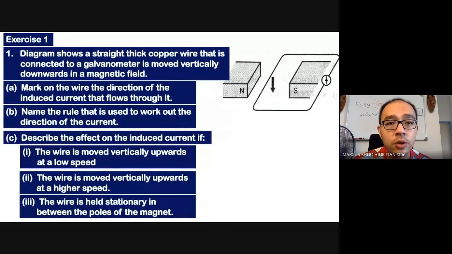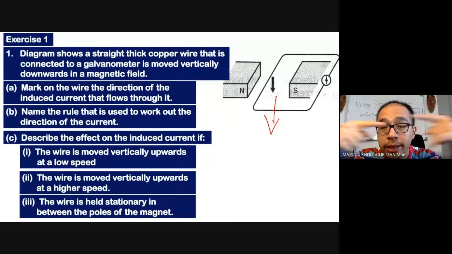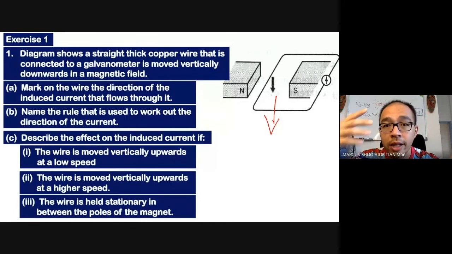Okay, the diagram shows a straight thick copper wire connected to a galvanometer, moved vertically downwards in the magnetic field. So we are moving this downwards. Tell me the direction of the induced current. What law do we use? We don't use the right-hand grip rule, because this is a straight wire. For one straight wire in a magnetic field, we use Fleming's right-hand rule.